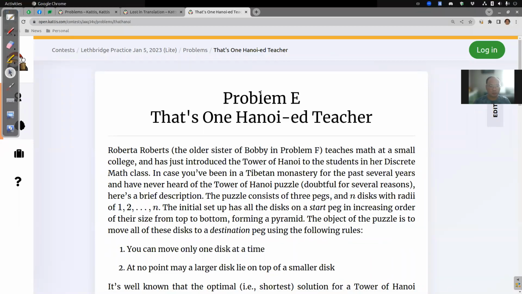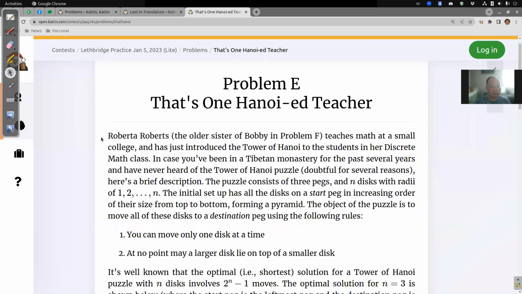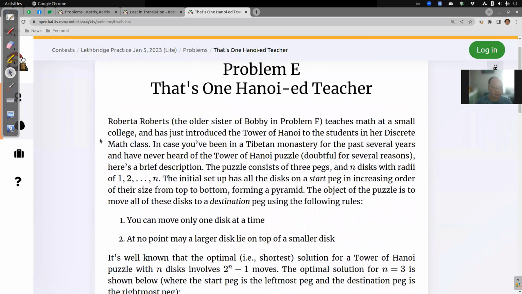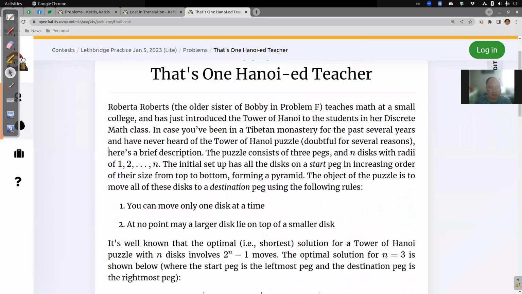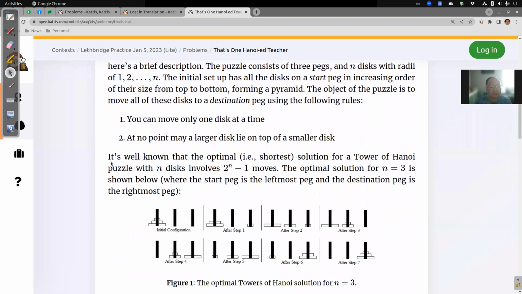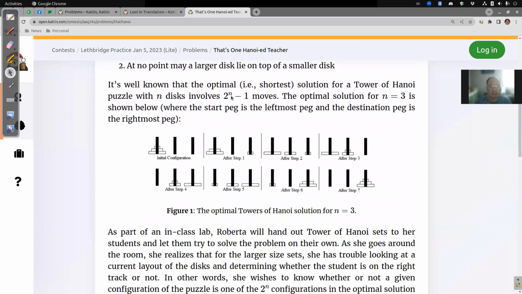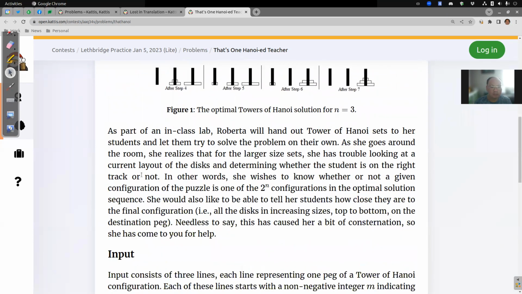Okay, so I'm back here, and the last problem we look at is something to do with the Towers of Hanoi again. So this time it goes through some rules. It's well known that the optimal solution for the Tower of Hanoi puzzle with n disks involves 2^n minus 1 moves. The optimal solution for n equals 3 is shown below, where the start is the leftmost, destination is the rightmost, and so on.